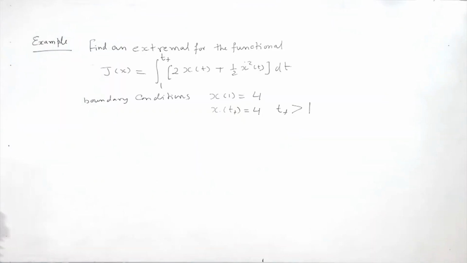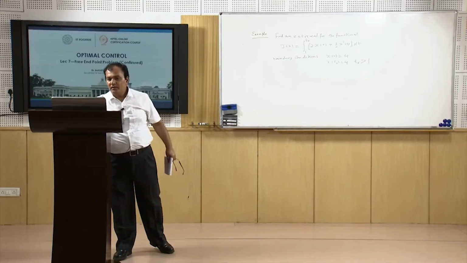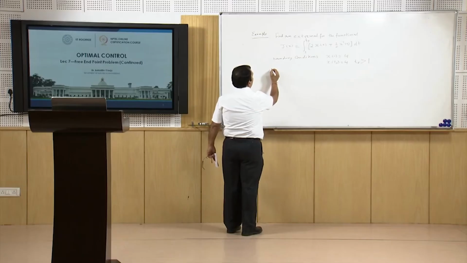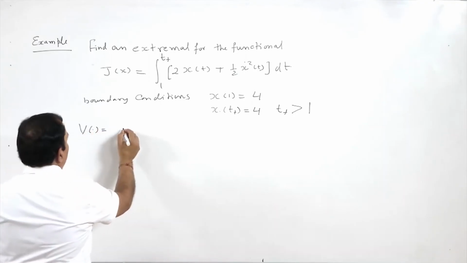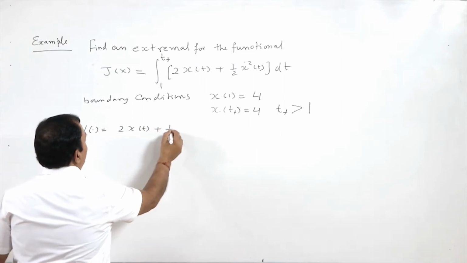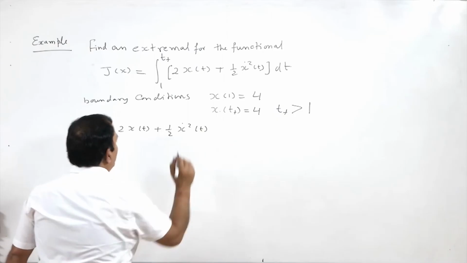So, as the first step we have to solve the EL equation given by the first equation here. In this case my V is 2x(t) plus 1 by 2 x dot square of t.